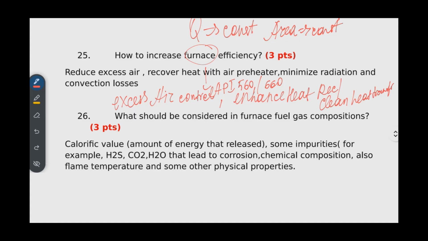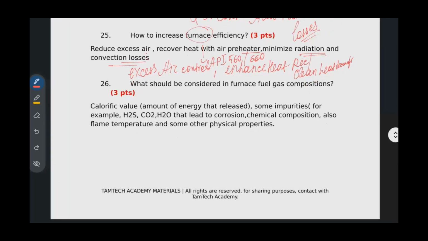So what is written? Reduce excess air, recover heat with air preheater. Yes. Minimize radiation and convection losses. That's a very good point, because in general, if you are able to reduce your losses, it's a very, very big plus for increasing the furnace efficiency. And we have mainly radiation and convection sections. That's why they mentioned minimizing radiation and convection losses. We don't have conduction as a section, but conduction is possible inside the furnace.